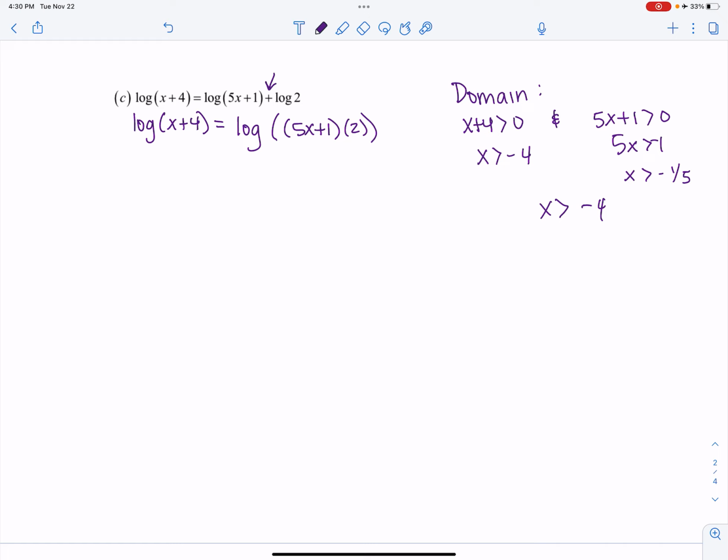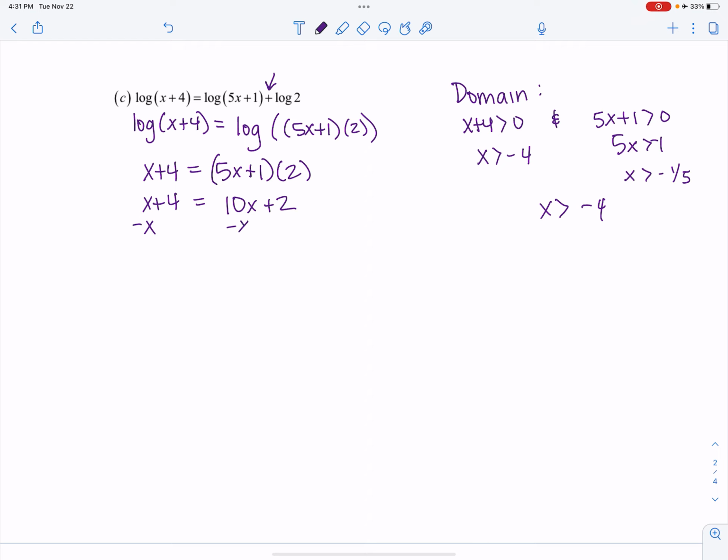Okay, now we have a log of something equals log of something. So let's set those somethings equal to each other. When a log of something equals a log of something, that means the insides of the logs equal each other. x plus 4 equals 5x plus 1 times 2. Now we can work our algebra magic and solve for x. x plus 4 equals 10x plus 2.